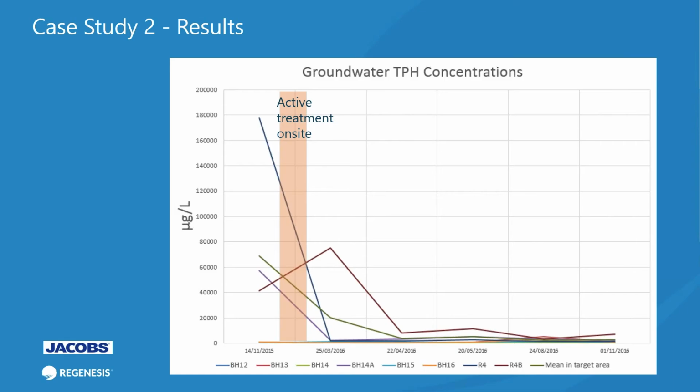In terms of our results, fairly dramatic. You can see that we were dealing with up to 18,000 micrograms per litre of this honing oil. That was reduced fairly dramatically. You can see here that the ORC is then taking effect, and you can see that concentrations get low enough for this particular site where it was de-risked and no further action was taken.